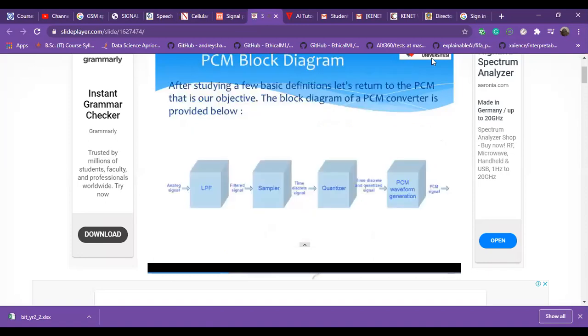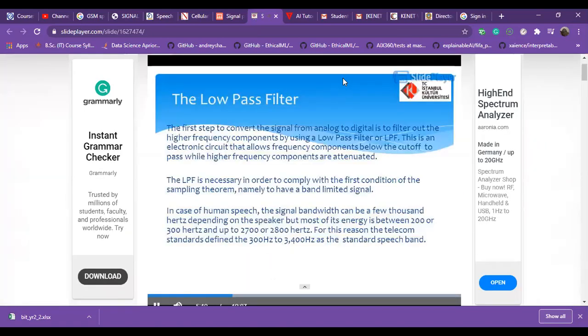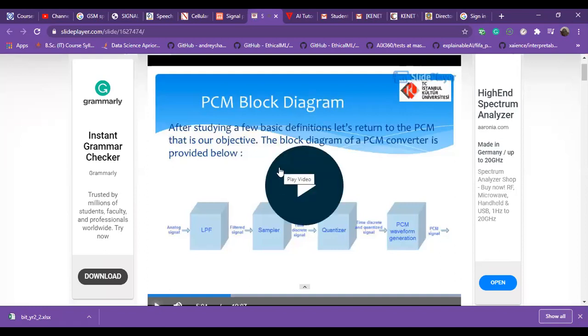PCM block diagram. After studying a few basic definitions, let's return to PCM, and that is our objective. The block diagram of a PCM converter is provided below. The pulse code modulator block diagram is the one used to sample an analog signal into a digital format. In GSM, we use this block diagram, the PCM modulator. It's actually talking about the blocks used in GSM speech signal processing. And remember, I've said earlier that speech coding is one of the processes in signal processing in GSM.